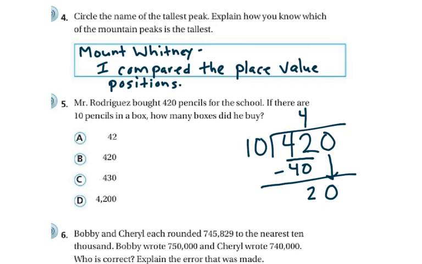And then 10 goes into 20 2 times. 2 times 10 is 20. So I subtract and I get 0. So the answer should be 42 boxes.